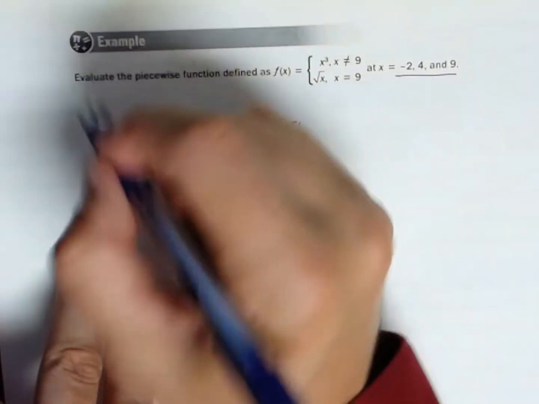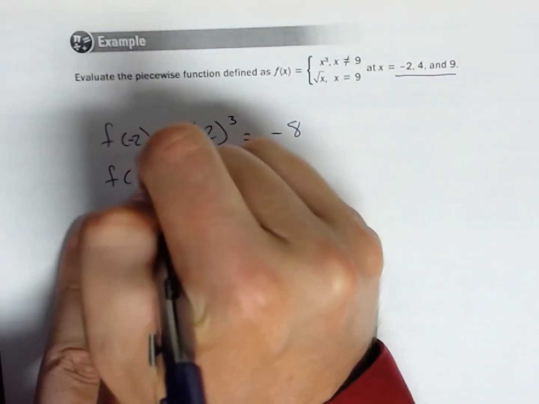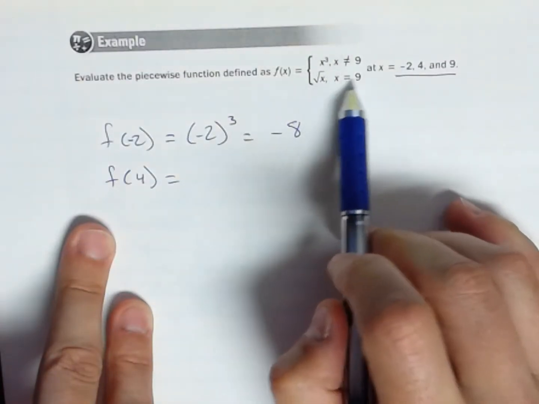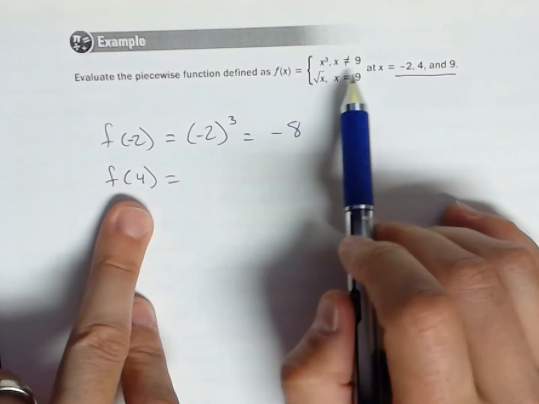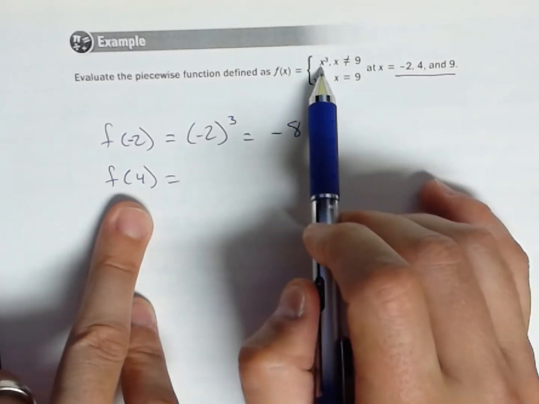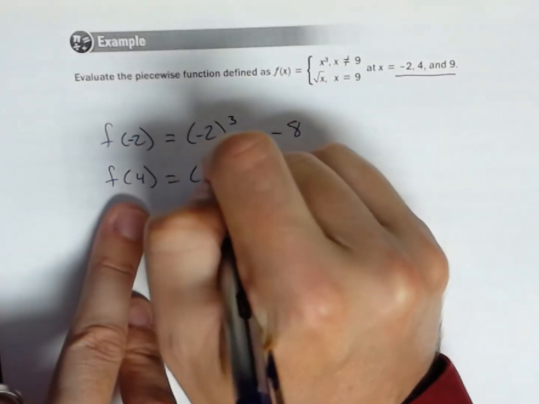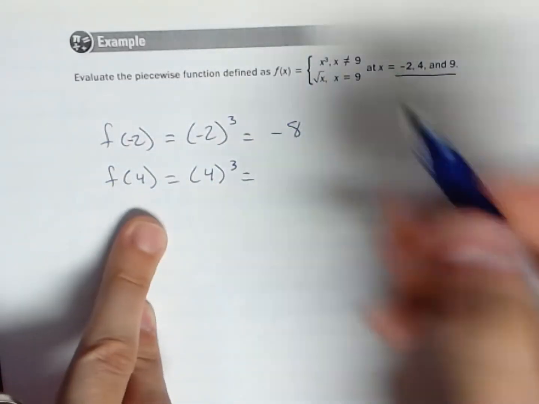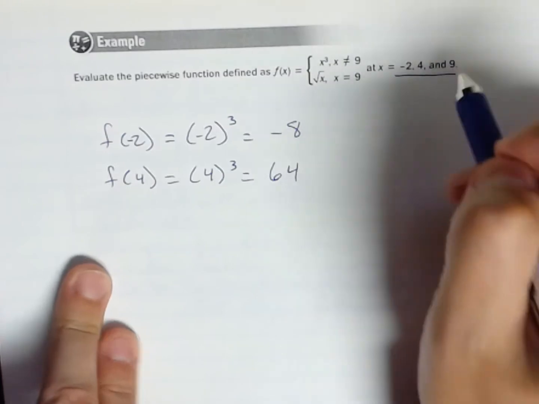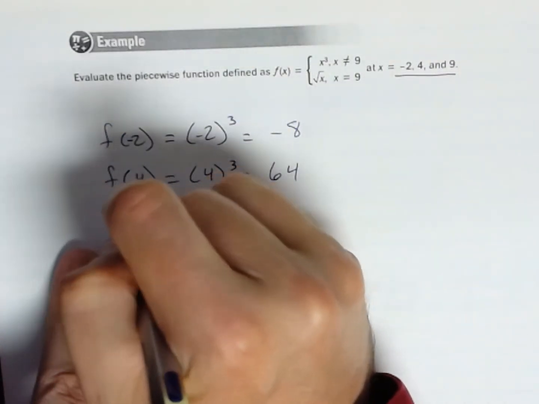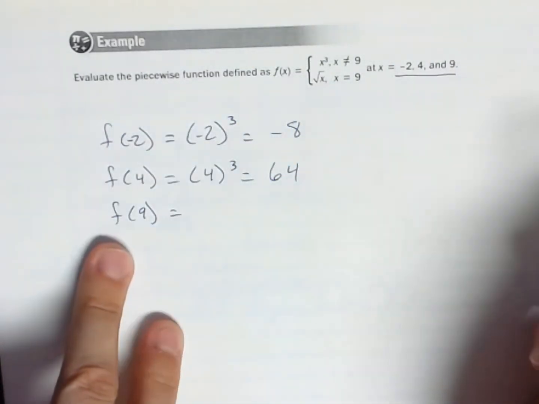Let's do f of 4. Again, look over here at the instructions. Well, 4 does not equal 9. Okay, so it goes into this one as well. So I have 4 cubed, and you can plug that in your calculator if you want, but that's going to be 64. And let's do the last one, f of 9.